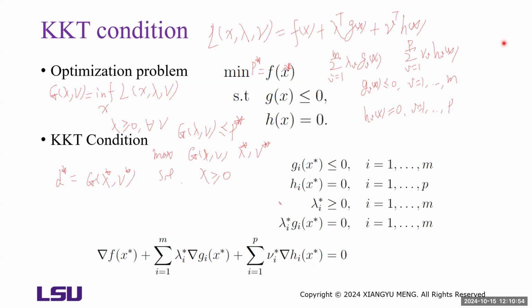Then by definition, we have this inequality: D star is always less than or equal to P star. So D star is the best lower bound on P star. This property is called weak duality. If the equality holds, that is D star is equal to P star, so that the optimal duality gap is 0, then we say that strong duality holds.